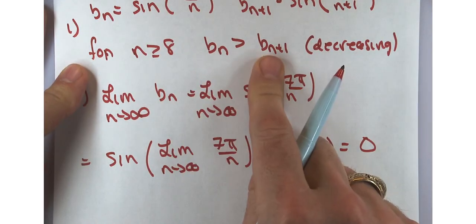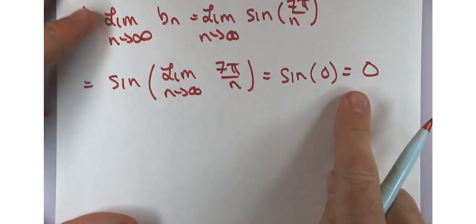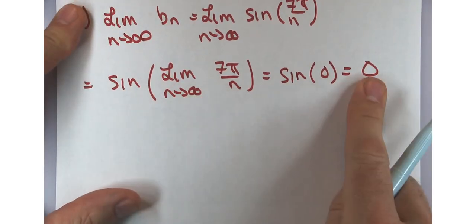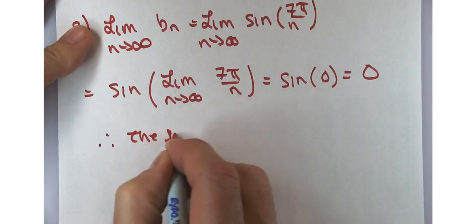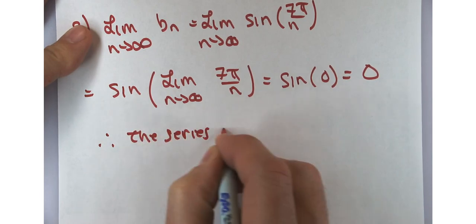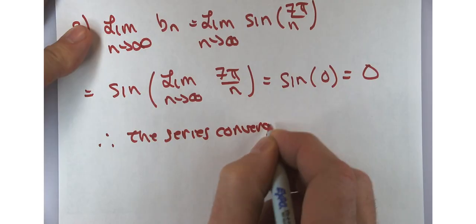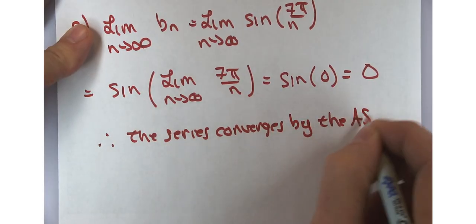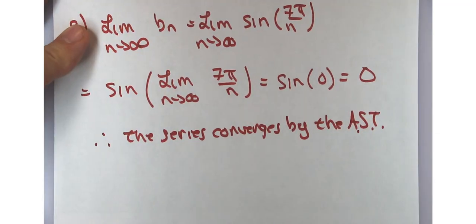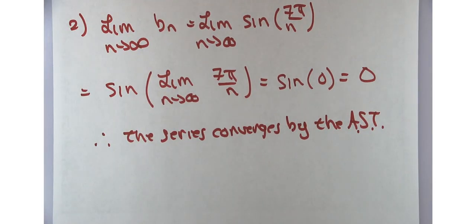So it's a decreasing sequence, and the limit is 0. So therefore, the series converges by the alternating series test, which thankfully I'll let you abbreviate as AST.